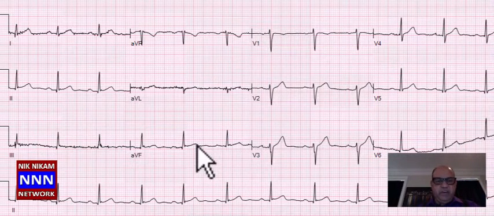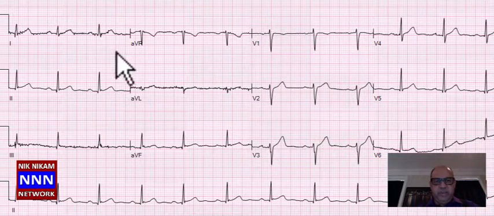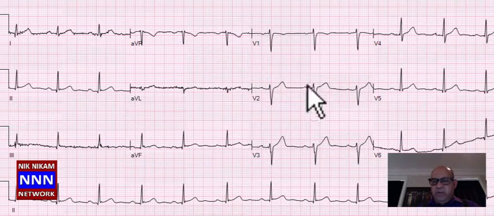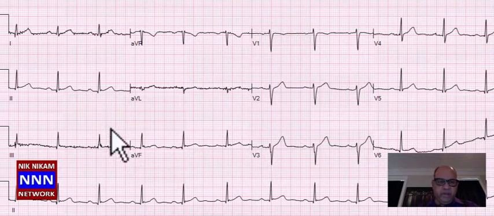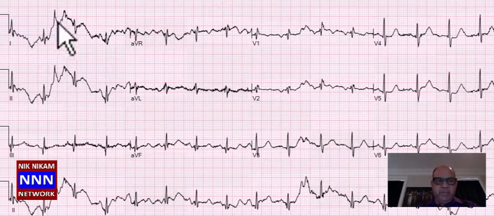Along with that, we have some non-specific T wave changes. So this is a sinus rhythm with lack of R wave progression in the anterior leads, along with some non-specific T wave changes.